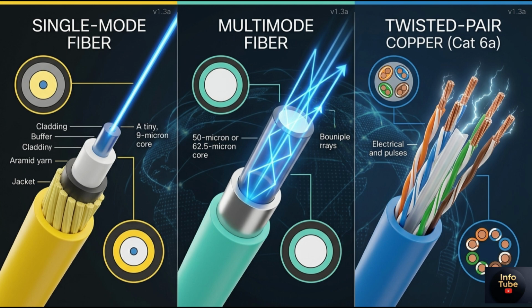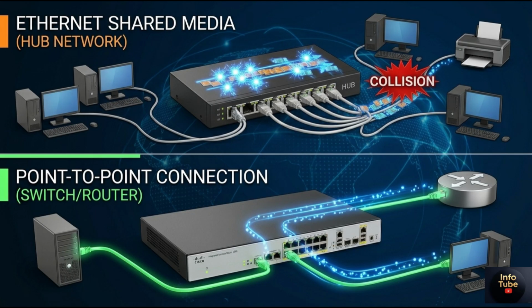Now for Objective 1.3b, connections, specifically Ethernet shared media versus point-to-point. Ethernet shared media is like a group conversation in a crowded room. Multiple devices are connected to the same segment, and they have to take turns talking. If two devices talk at the same time, a collision happens, and they have to try again. We rarely see this today because modern switches have mostly replaced the old hubs that used this method.